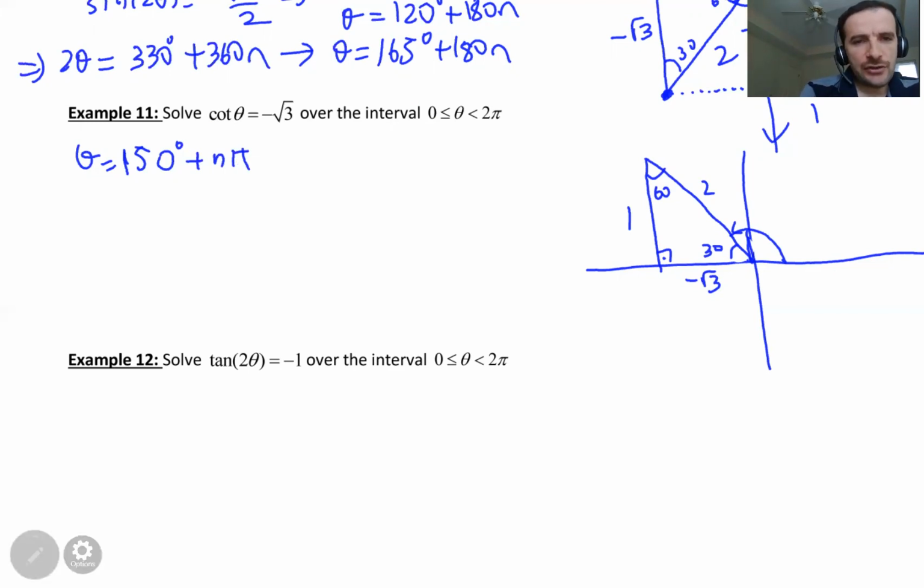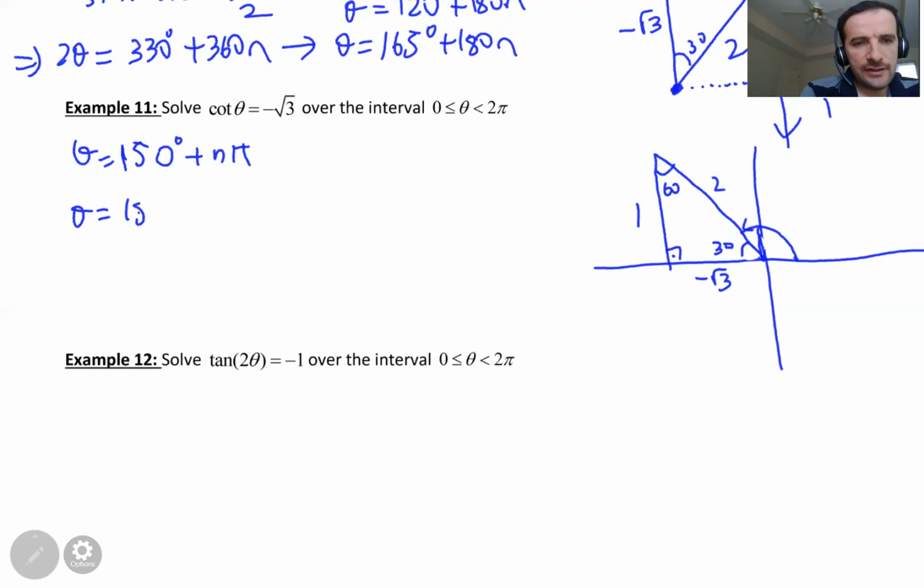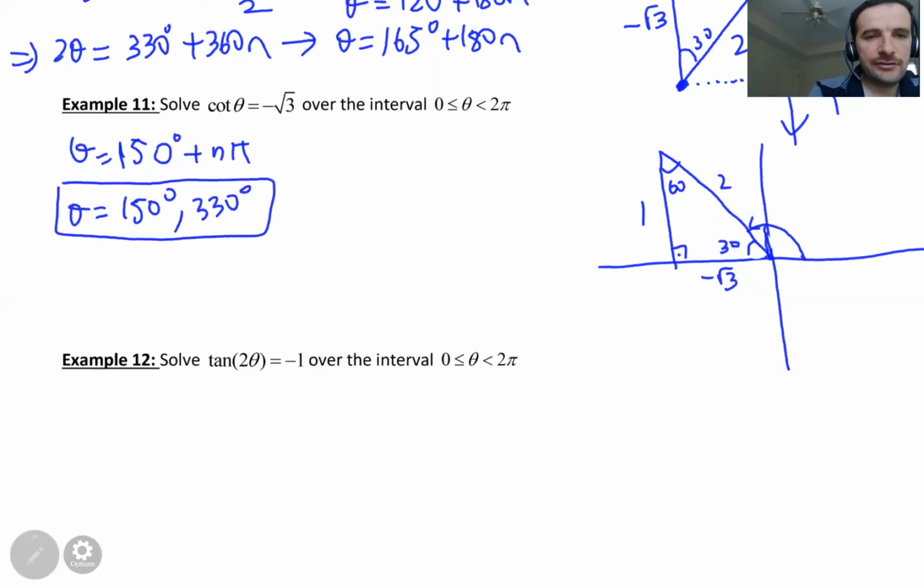If you plug in n equal to 0, we get theta equal to 150. Cool. It's in this interval, which is nice. When I plug in n equal to 1, 150 plus pi, and pi is 180, right? 150 plus 180 is 330 degrees. Nice enough, because again, it's in our interval. But if I plug in a bigger n value, for example n equal to 2, it will be bigger than 360, so I cannot take it. And if I plug in -1 for n, it will be a negative angle. So we get only 2 solutions, and these are the solutions, okay?